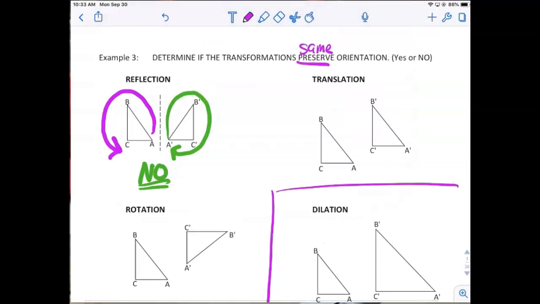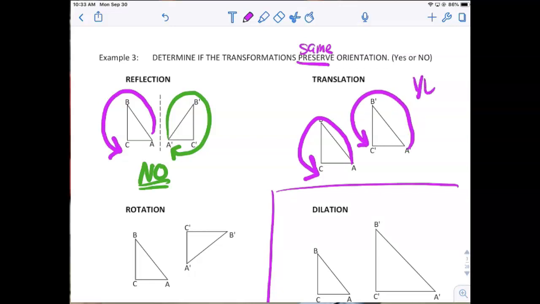A translation, in this particular one, A to B to C is going left. And after you translate it, which means you just moved it over a little bit, A prime, B prime, C prime also goes to the left. So in this case, orientation is preserved.